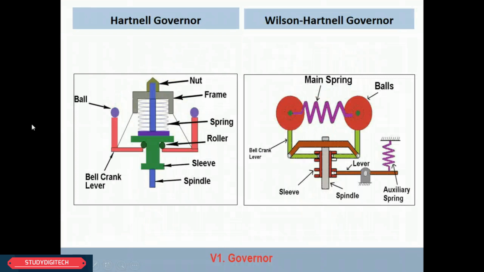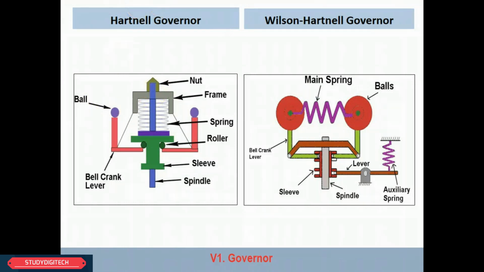Next, spring loaded governors. In this we are going to study the Hartnell governor and the Wilson-Hartnell governor. First is the Hartnell governor. The Hartnell governor is a spring loaded centrifugal governor. It consists of an additional spring which is used to apply an additional force to the sleeve. This governor has a nut placed at the top of the spring. This nut is used to adjust the force of the spring.